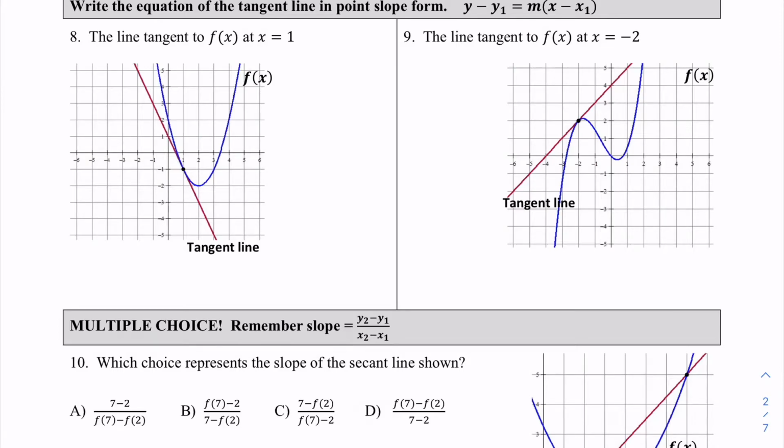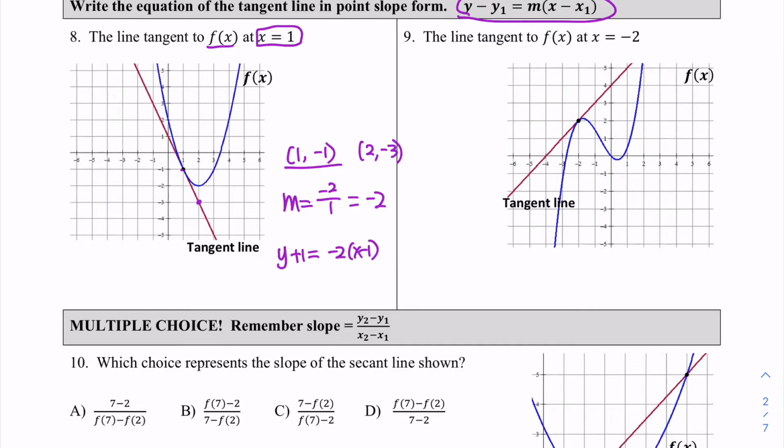Write the equation of the tangent line in the slope point form. Given line tangent to f(x) at x equals 1. So when x equals 1, y equals -1. That's a point. We have to find the slope of this line. So this line goes through this one. Rise over run. So the slope equals -2 over 1. So point slope formula.